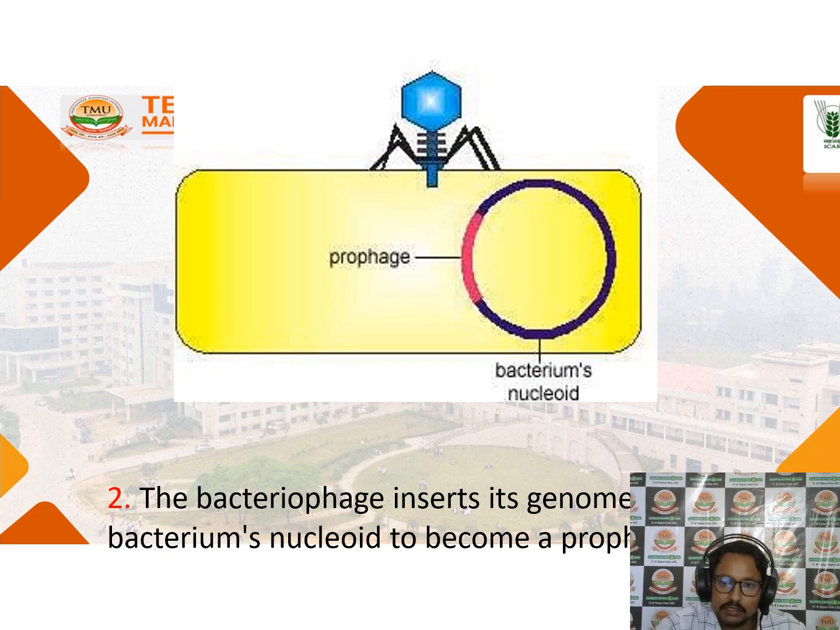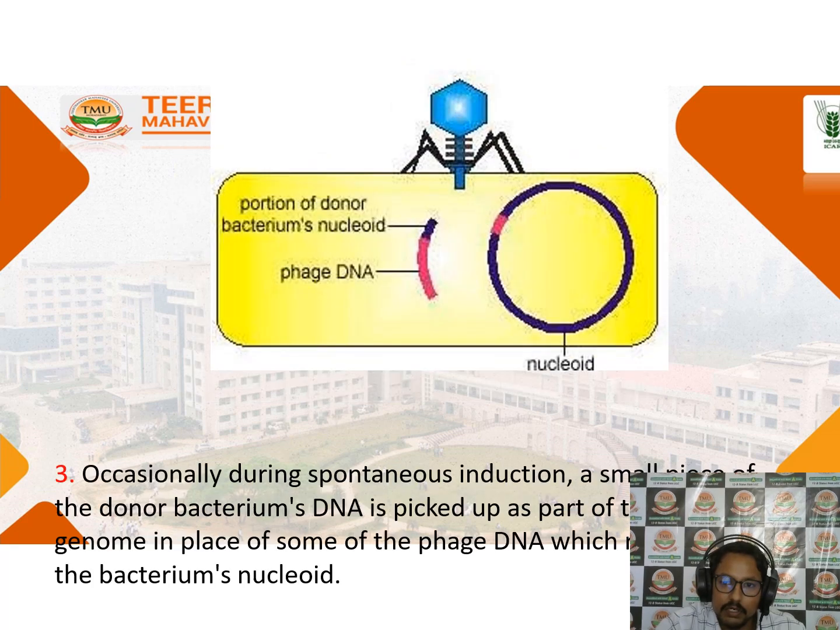Prophage is nothing but the viral DNA, bacteriophage DNA, which after entering into the bacterial cell will be incorporated into the bacterial DNA, but it won't break the bacterial DNA into pieces. This is called prophage. And now this prophage will be multiplying into several copies within the bacterial cell. This phase, where the bacterial DNA is not broken, is called the lysogenic phase.